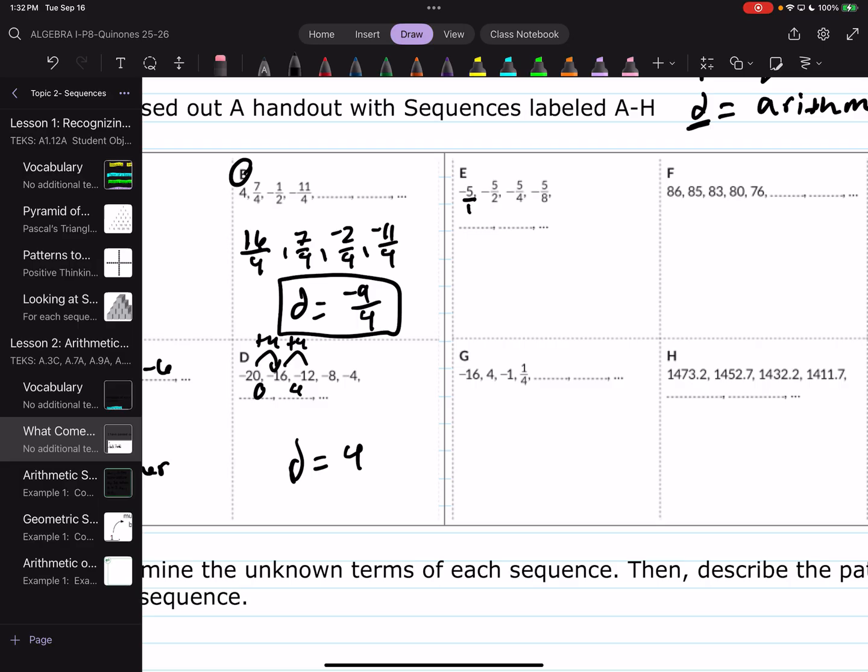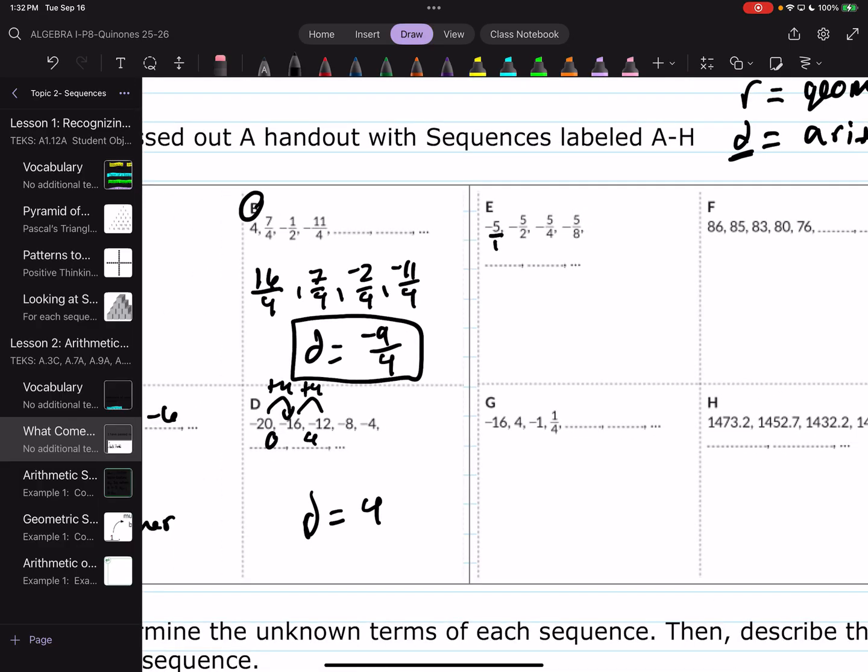What did you and your groups notice? It's multiplying by 1/2. Let's test it. So 5/1 times 1/2. What did I say about fractions? We can just multiply straight across. So this turns into negative 5/2.